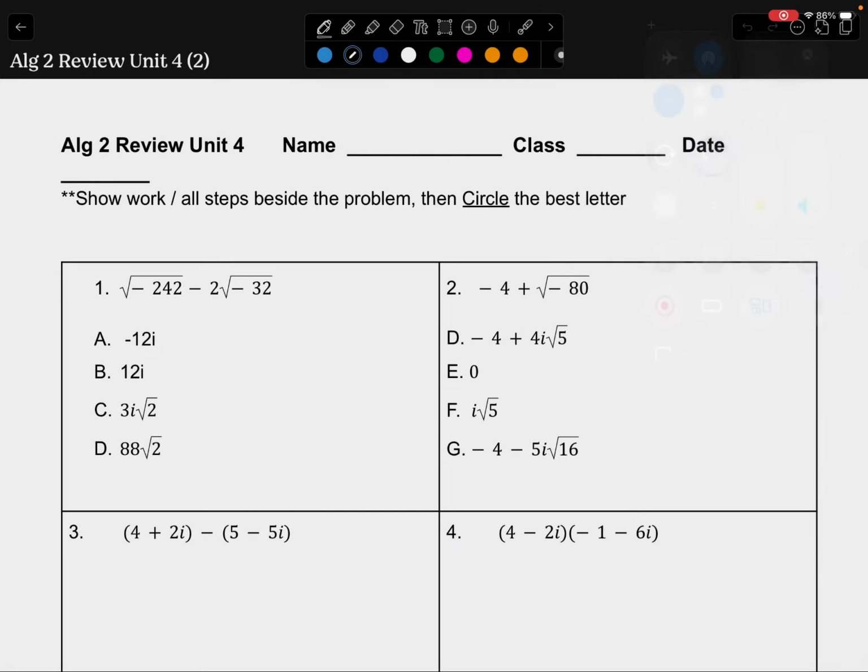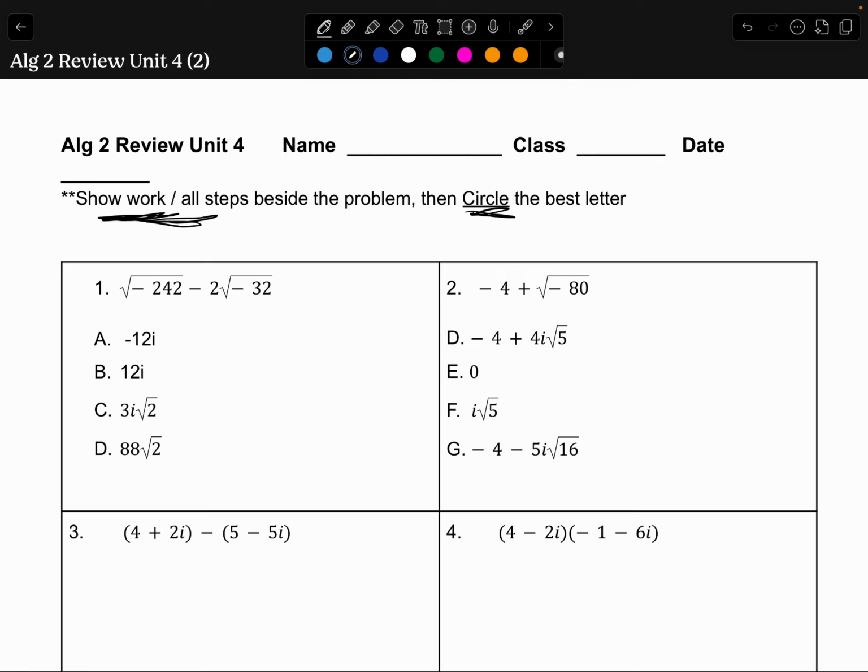Okay. This is the review for Unit 4 test. So we have two things subtracted for number 1. We need to show all steps, by the way, for the problem. And then we should circle the best answer, the best letter, sorry. So we have the square root of negative 242 minus 2 times the square root of negative 32.